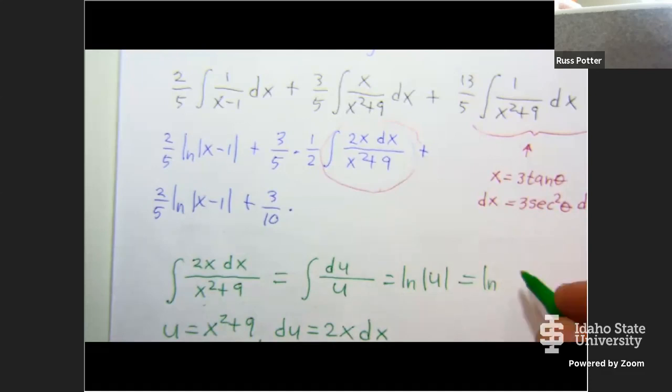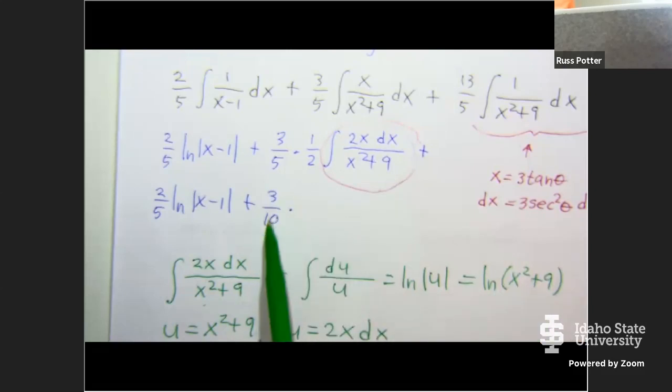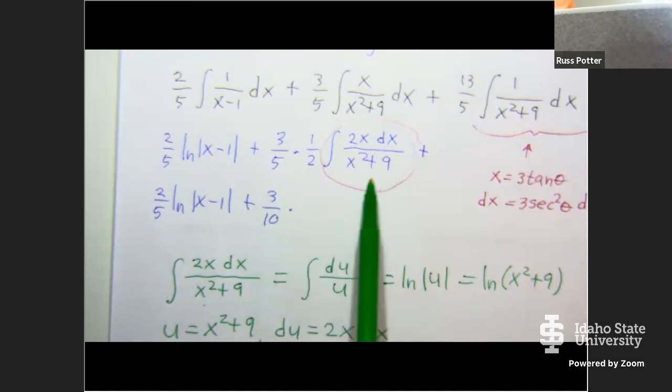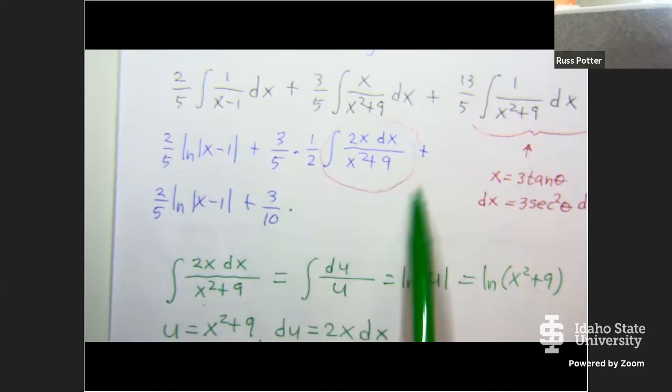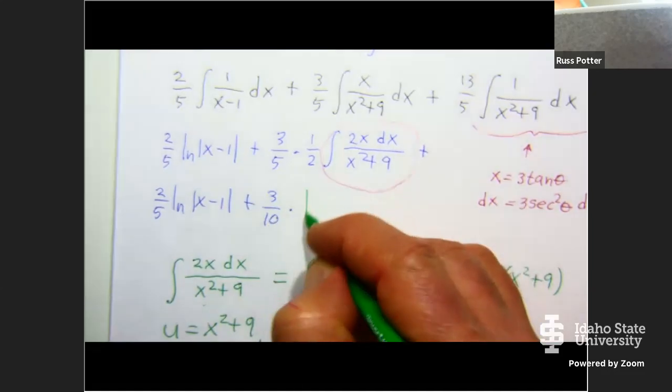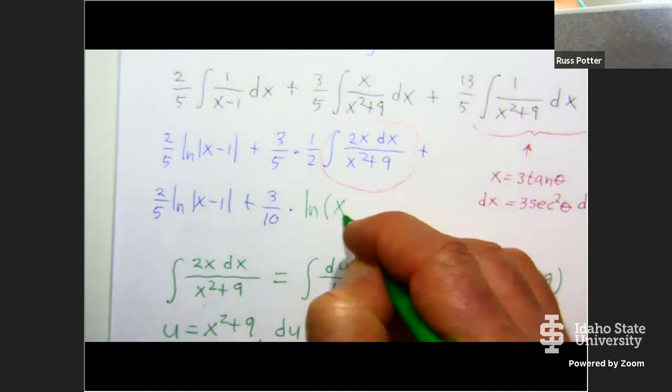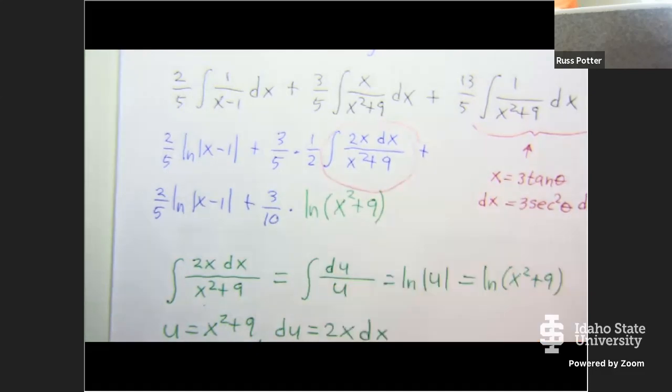So x squared plus 9 is always positive if x is a real number, so we don't need the absolute value symbols. We can just write the natural log of x squared plus 9. Okay, and then we multiply it by 3/10 up here. So this becomes 3/10 times the natural log of the quantity x squared plus 9.